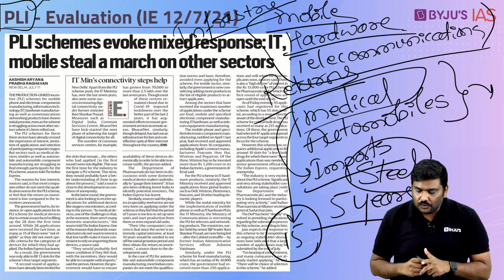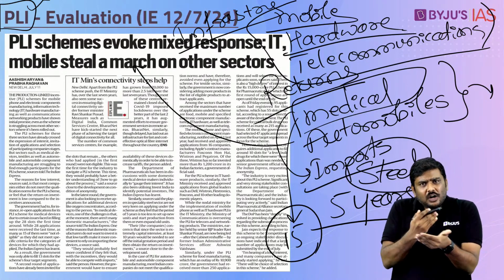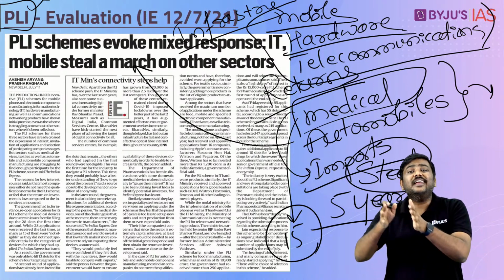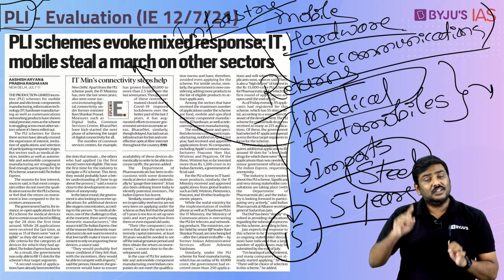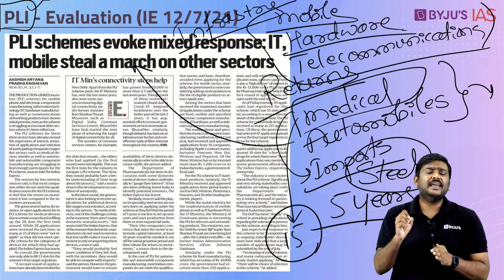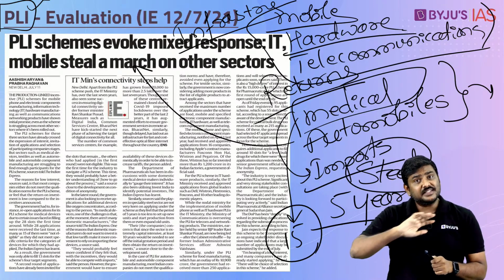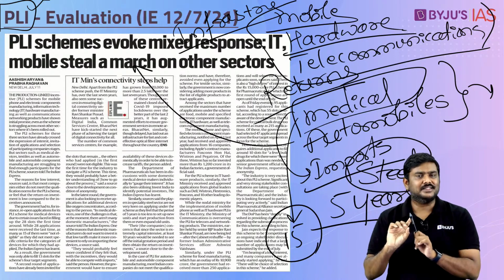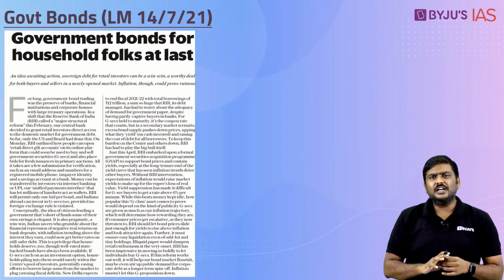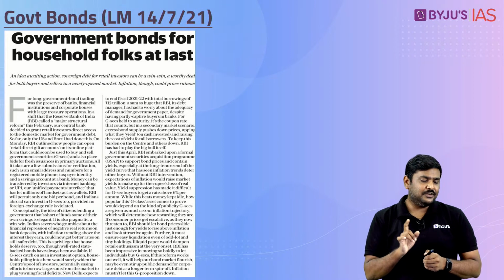So these are the four issues which are holding back the success of the production linked incentive scheme in other sectors. As of now, as I have told you, the PLI is announced for 13 sectors. Some sectors are very successful, right? In some other sectors, not very successful. These are the reasons. So this is a discussion related to the evaluation of the production linked incentive scheme.